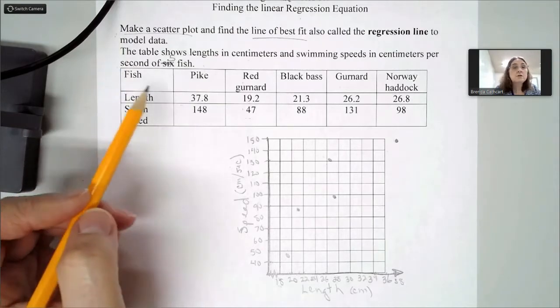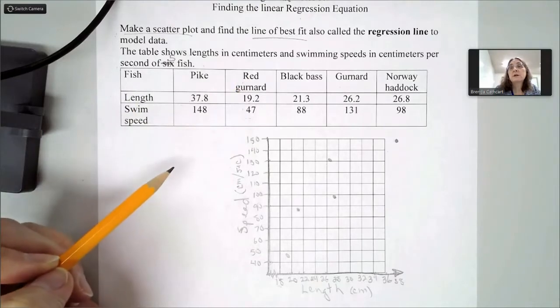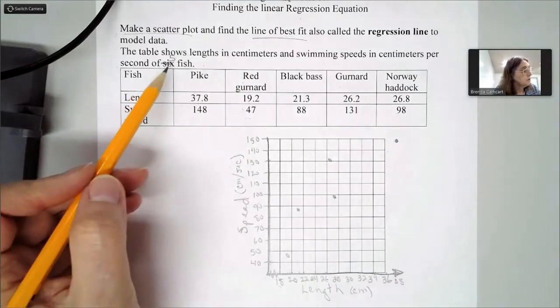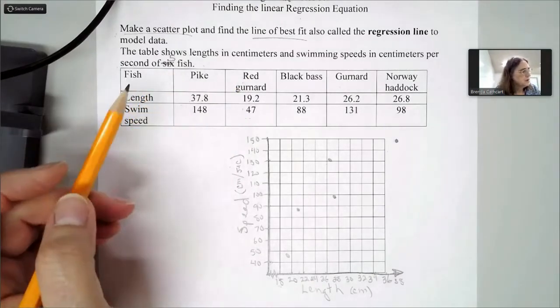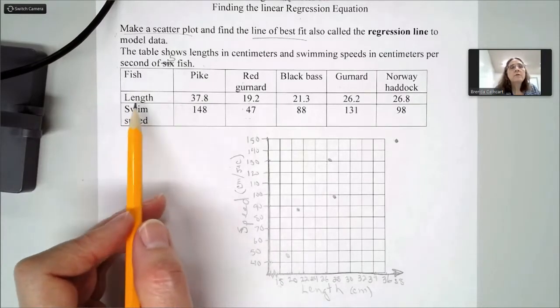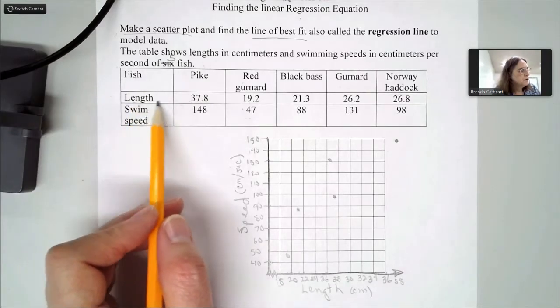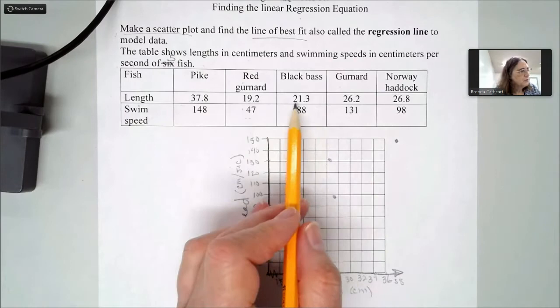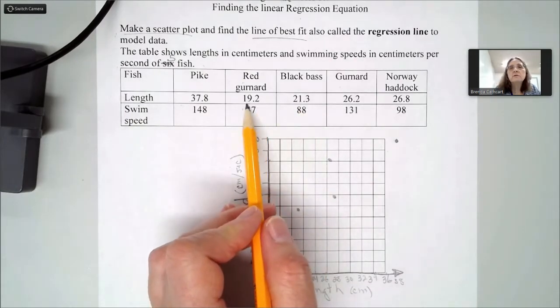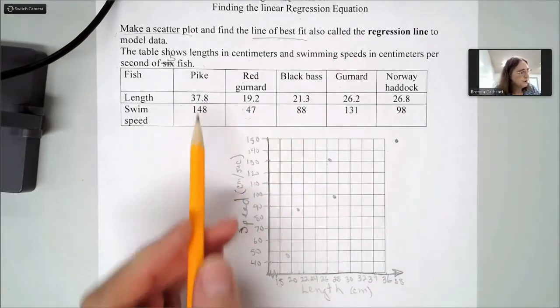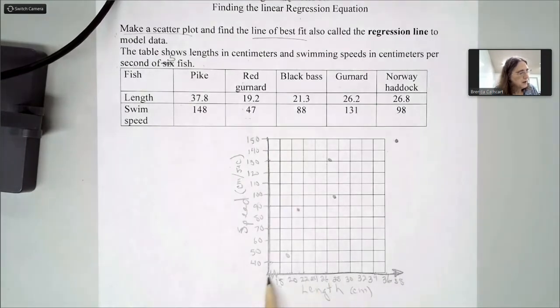So the table shows lengths in centimeters and swimming speeds in centimeters per second of 5 fish. As we look at the values, our data points for our length go from a low of about 19.2 to a high of 37.8. So on the horizontal axis for the length of the fish, I've set up a truncated scale going from 18 to 38, going by units of 2 centimeters, or a scale of 2.